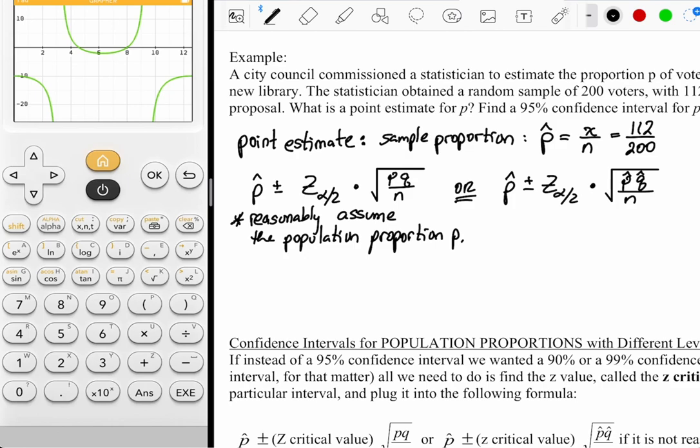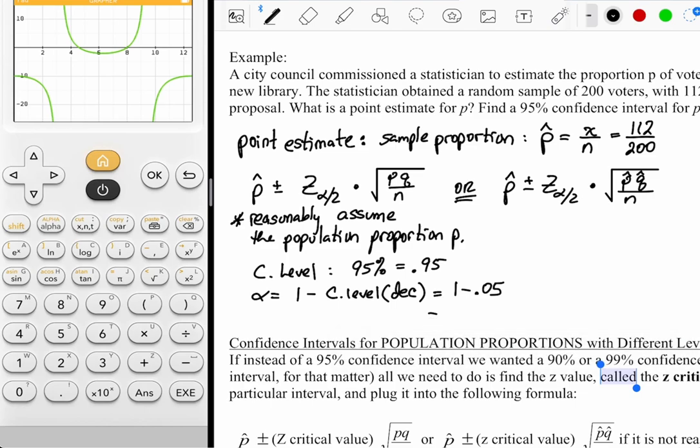So if we come up with the computations here, then we're in good shape. Then we'll have our confidence interval. When they say 95% confidence, the confidence level, the C level, is 95%. Alpha is equal to 1 minus the confidence level in decimal form, so 1 minus 0.95. Getting ahead of myself, sorry. 1 minus 0.95 is 0.05.